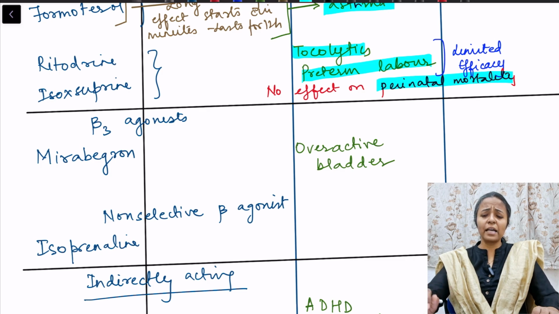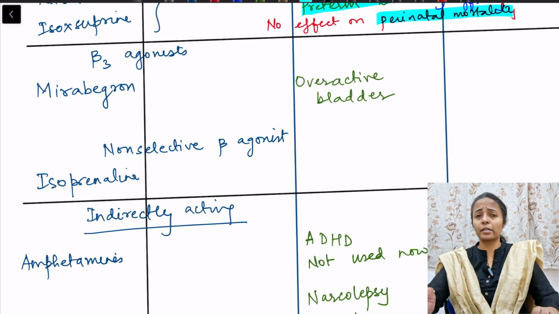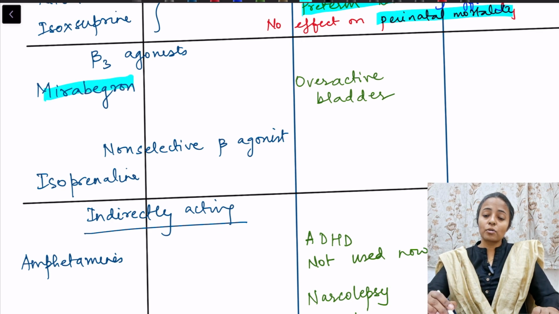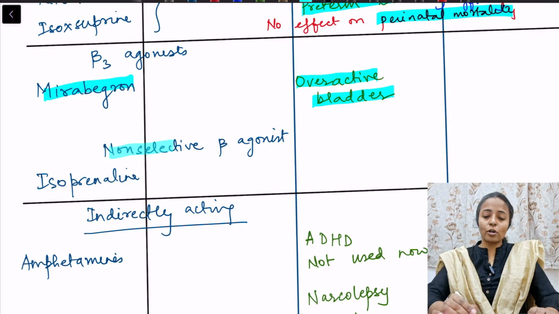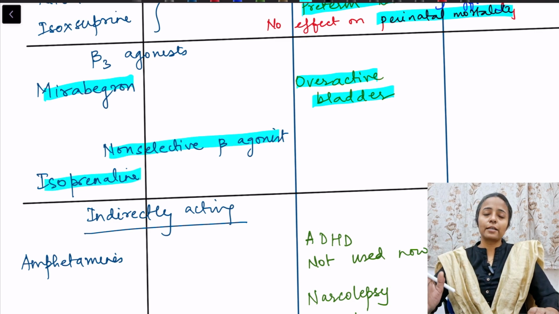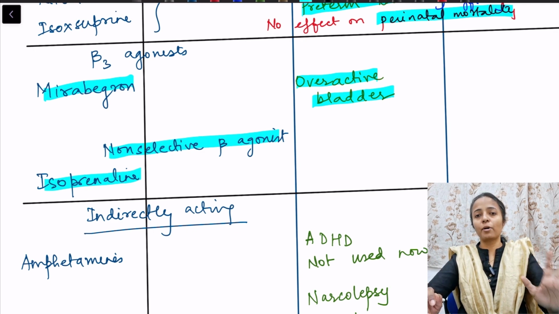Okay. Then we have beta 3 agonists. I told you that newer drugs are coming up which are beta 3 agonists, since beta 3 receptors have been found in the urinary bladder. So this beta 3 agonist, mirabegron, acts on the urinary bladder and causes its relaxation. So it is used for treatment of overactive bladder. Then we have the non-selective beta agonist, isoprenaline. This isoprenaline, we have already seen that it is used for patients with AV block and bradycardia in patients with cardiac pacemaker, right? So till now we have discussed selective and non-selective agonists.